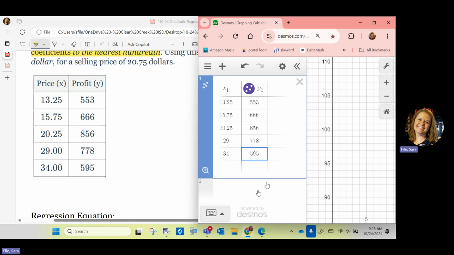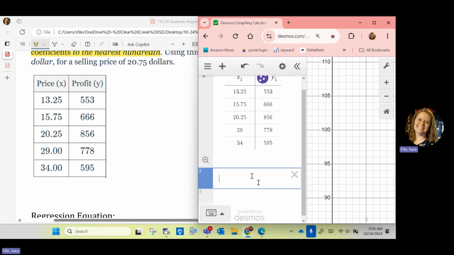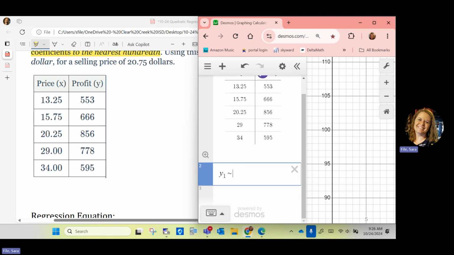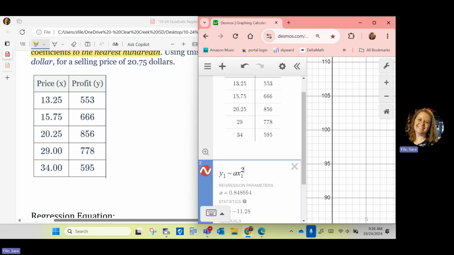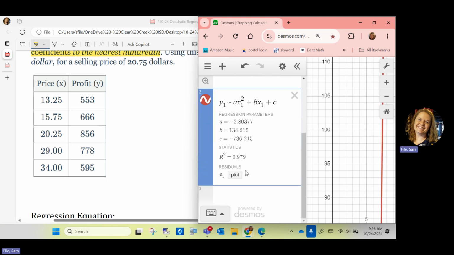Okay, now I'm going to type in my quadratic regression model. So y1 tilde ax1 squared plus bx1 plus c. And now it's going to give me these parameters. It's going to tell me what a, b, and c are. So I'm going to jot these down.